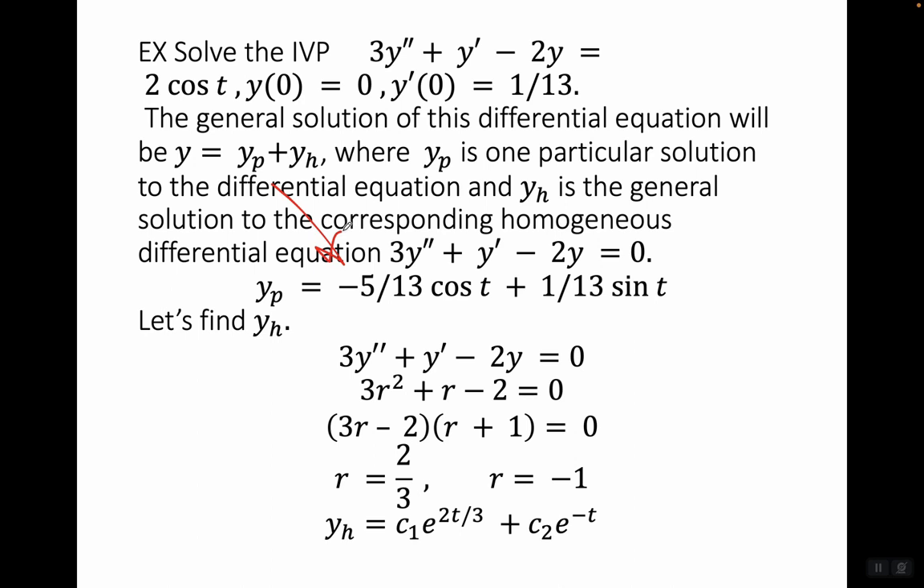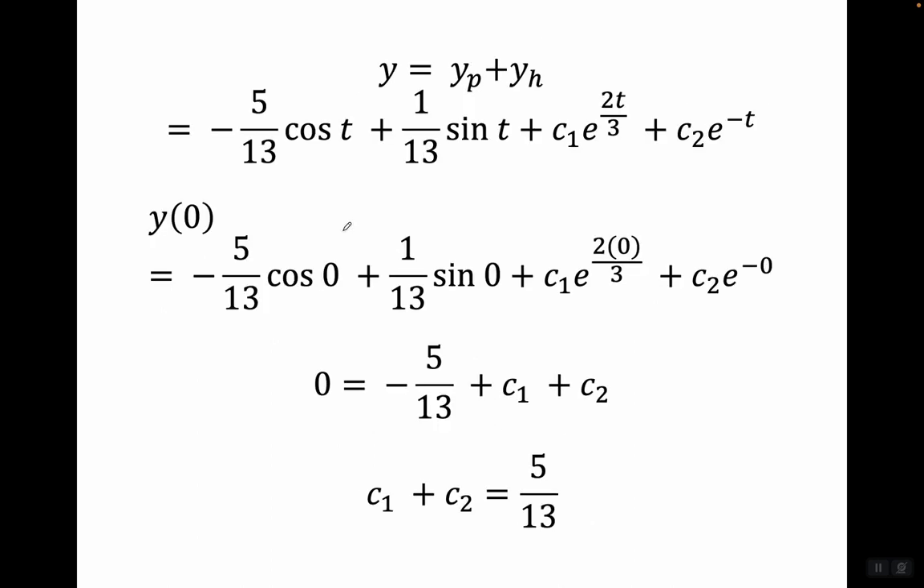Let's find y sub h, the solution to the homogeneous differential equation, 3y double prime plus y prime minus 2y equals 0. We know how to solve this. We write it as 3r squared plus r minus 2 equals 0. Factor, and we get 3r minus 2 times r plus 1 equals 0. In other words, r equals 2/3 or r equals negative 1. That means our solution is going to be of the form y equals c1 e to the 2t over 3 plus c2 e to the negative t. That's our general solution to the homogeneous differential equation.